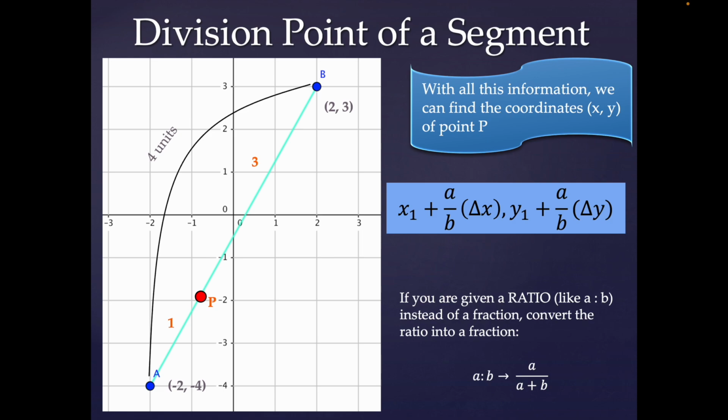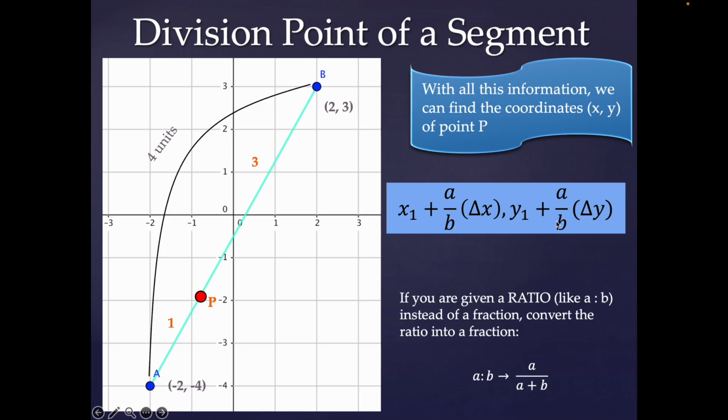With this information and the formula that I'm going to give to you, you can find the coordinates of point P. The formula to find the x coordinate of point P is x1 plus a over b times delta x. A reminder that delta x is just your x2 minus x1. It is the difference between the x's.